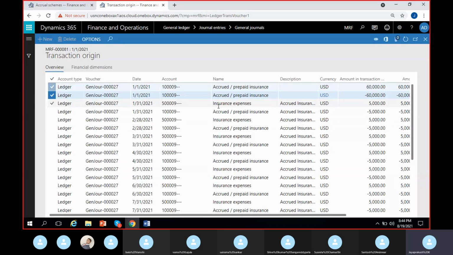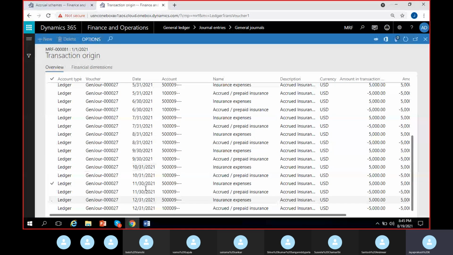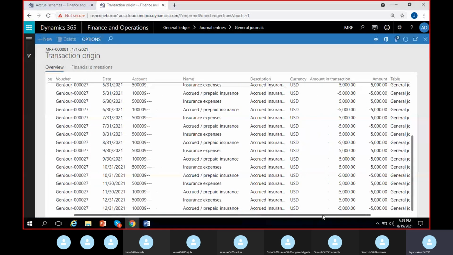Insurance expense is being debited and accrued or prepaid insurance is being credited. Same insurance expense 5,000, accrued prepaid insurance minus 5,000, credit 5,000 for February. For March again, for April again, at the end of every month there is a separate, single individual entry posted with the even amount for all the 12 months.